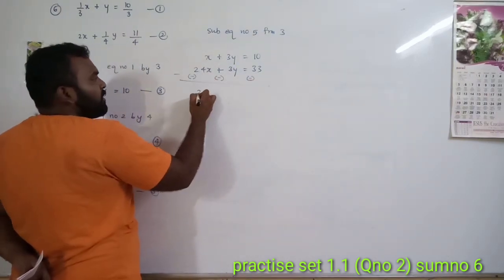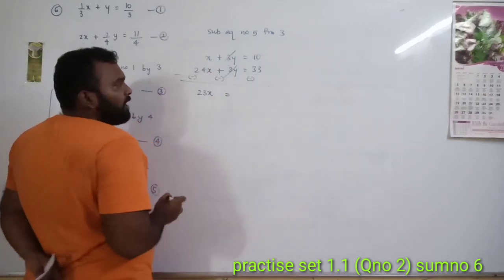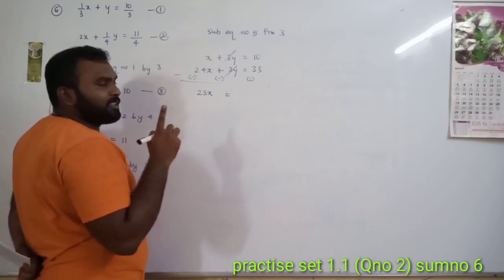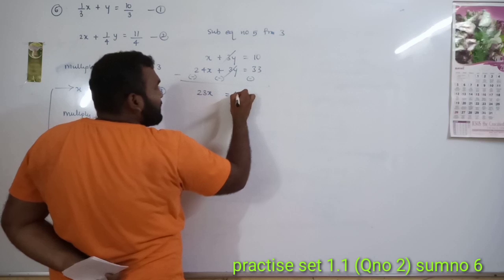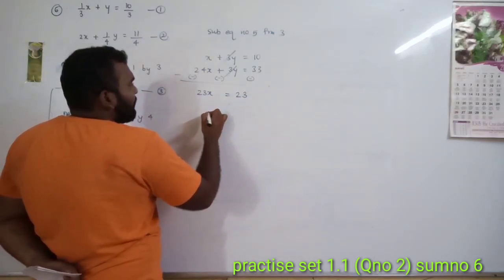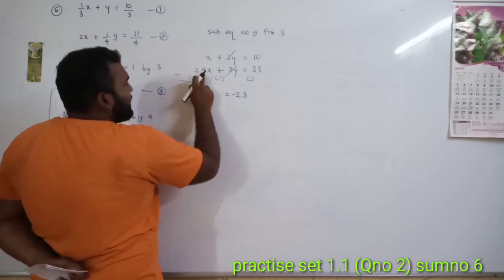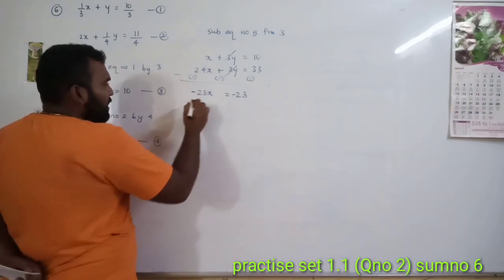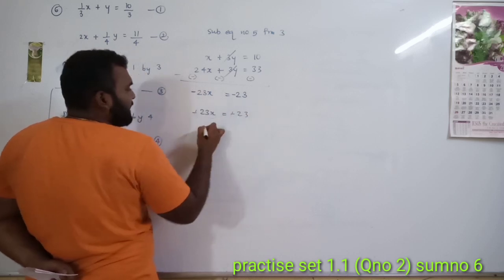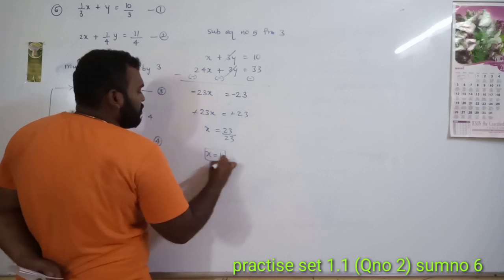x minus 24x is minus 23x. The 3y gets cancelled. Okay? 10 minus 33 is how much? 10 minus 33 is minus 23. Okay, children? So now this is minus 23x and this is minus 23, because the greater number has the negative sign. So minus 23x equals minus 23, minus minus gets cancelled. x equals 23 upon 23, x equals 1.